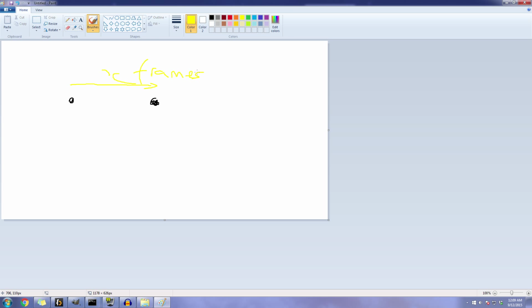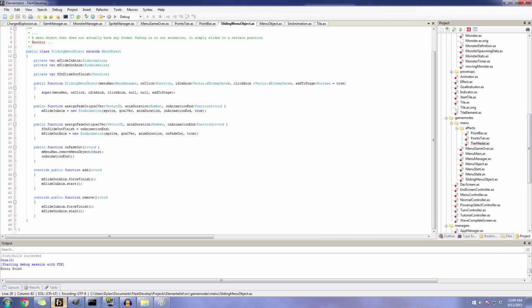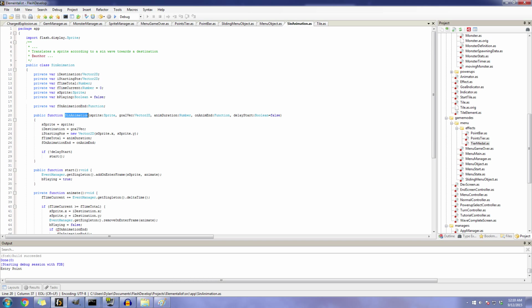The problem is that buckling down to do that is pretty complex math. But don't worry, because I've got a pretty simple solution for you. It's called a sine wave. So I made a class called sine animation, and let's go to that, shall we? It takes in all these variables, which are all relevant to what the sine animation is.